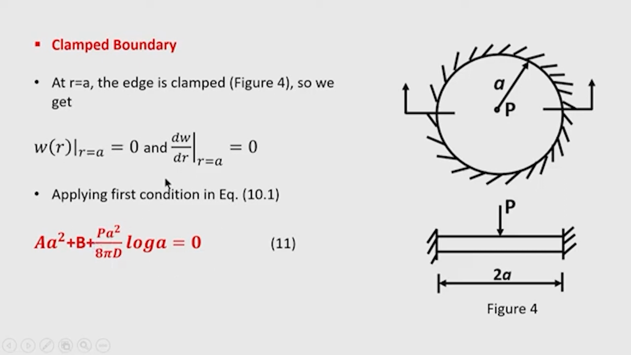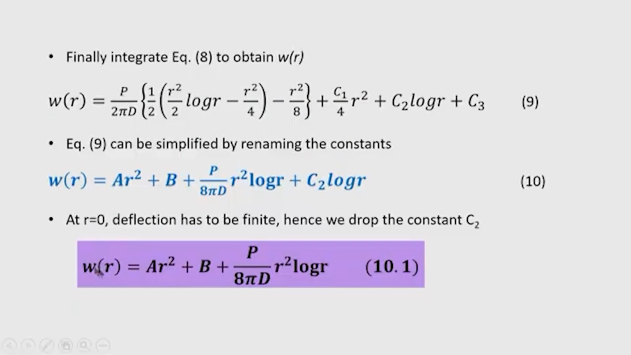The second equation has to be obtained by applying the condition on slope. At the clamped end, the slope along the radial direction is 0. So, the first derivative of w is 0. So, we have to take the first derivative of w, since the expression for w is now known in terms of constants. So, we can obtain the first derivative of w.